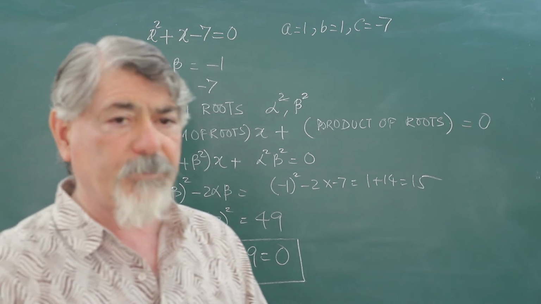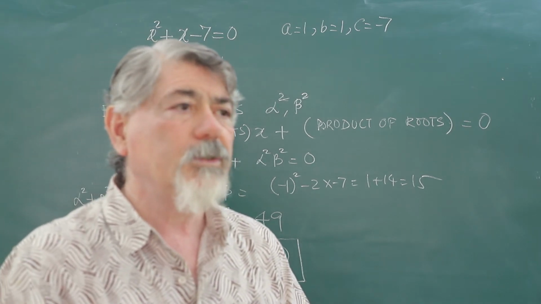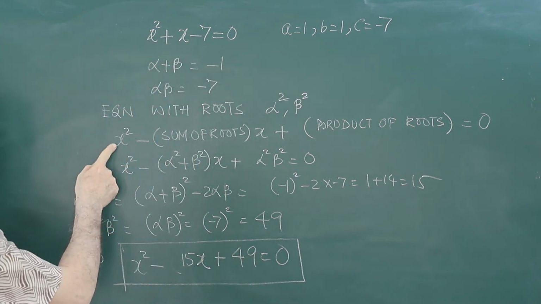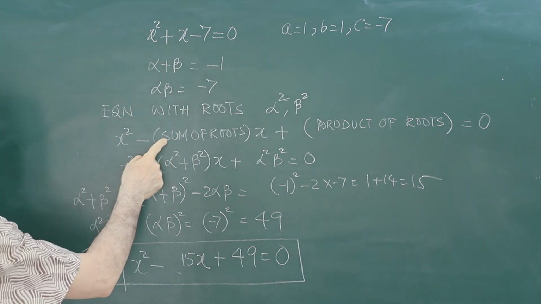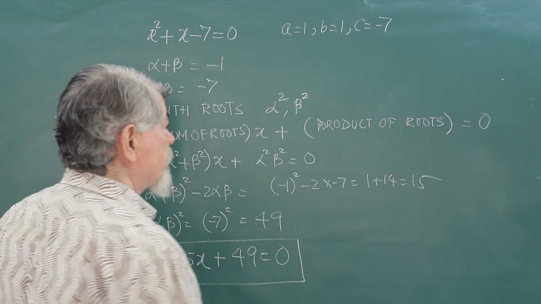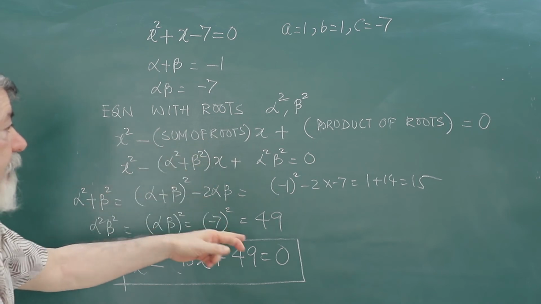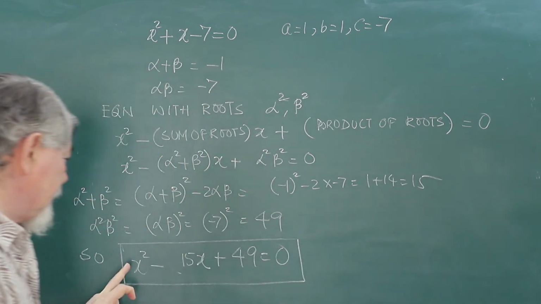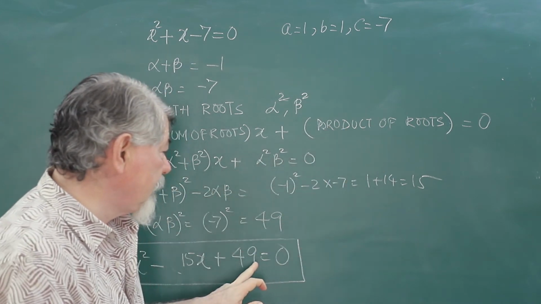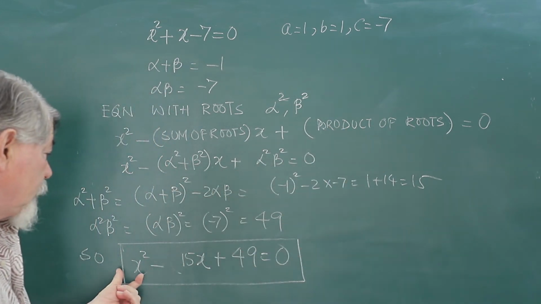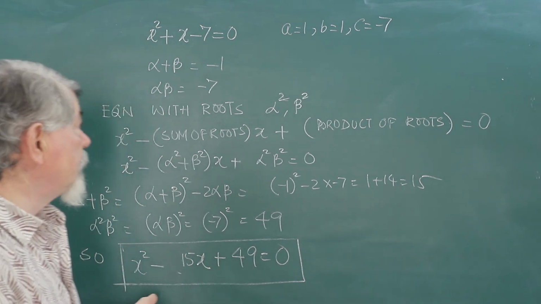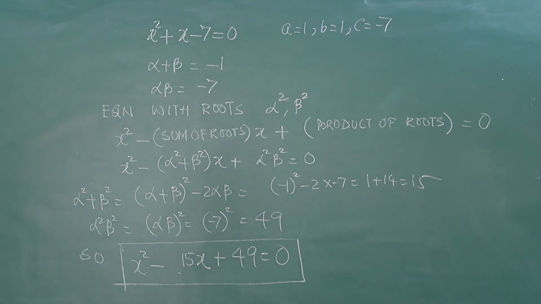So it is very simple for me to frame a quadratic equation, because I know the quadratic equation is x square minus sum of the roots into x plus product of roots is equal to 0. Sum of the roots has come out to be 15, so x square minus 15x plus the product of roots, which has come out to be 49. So x square minus 15x plus 49 is the required equation.